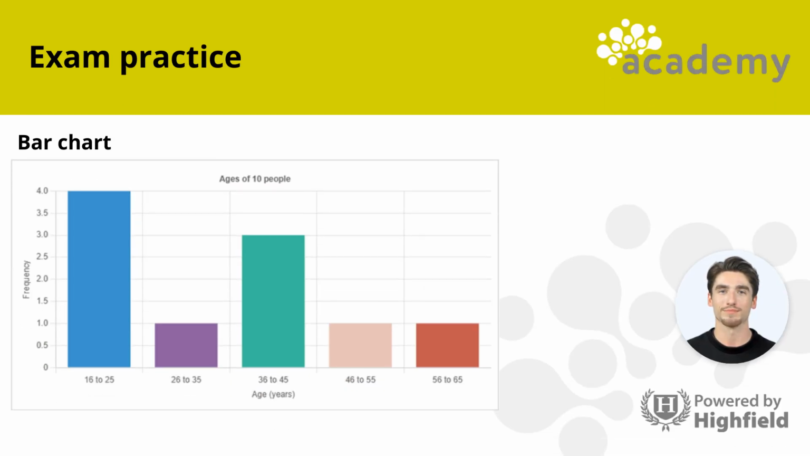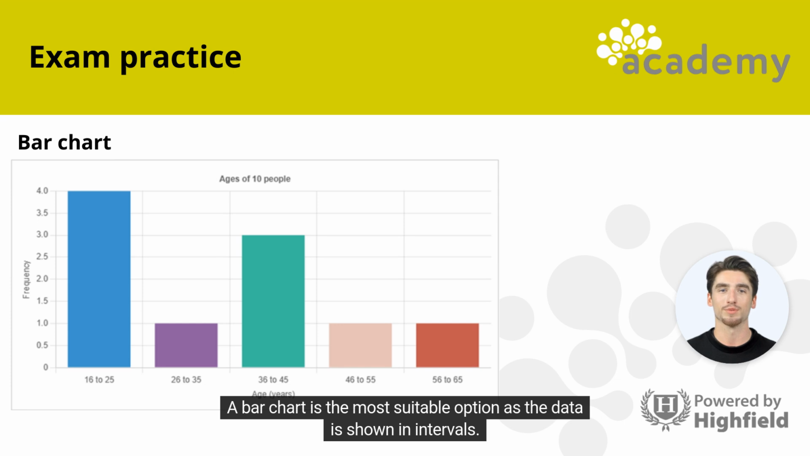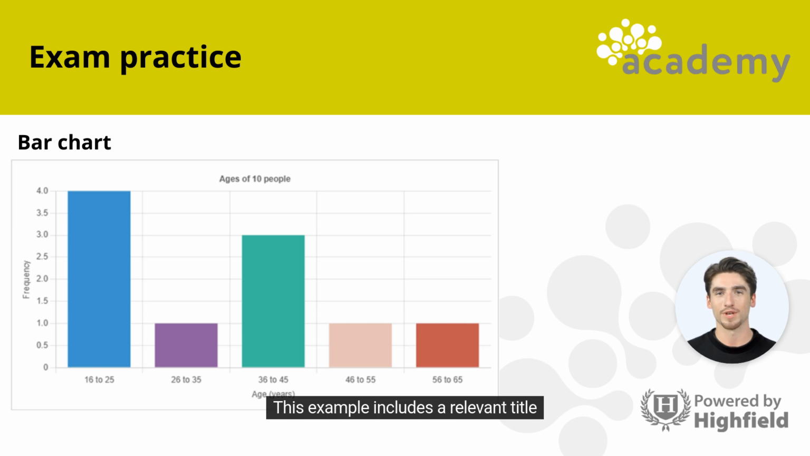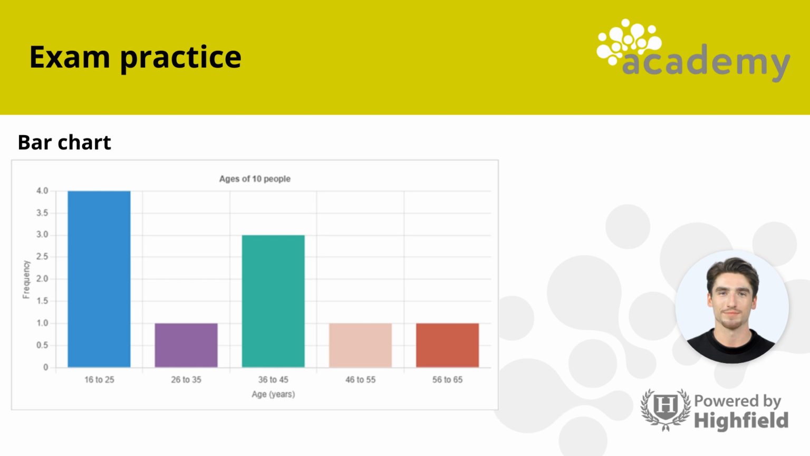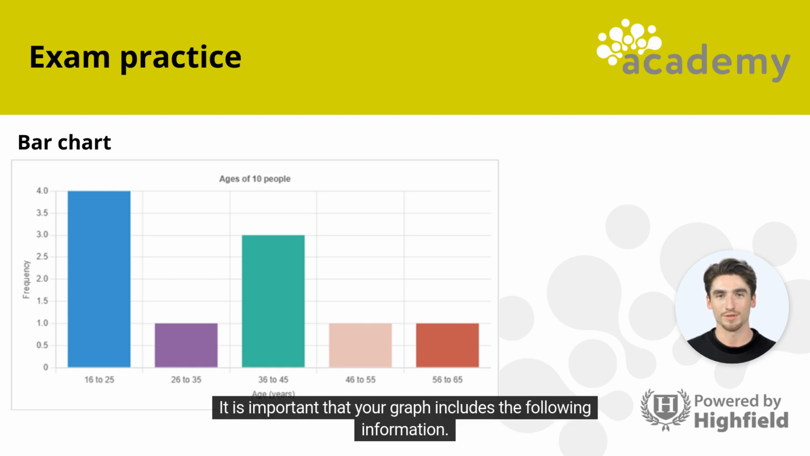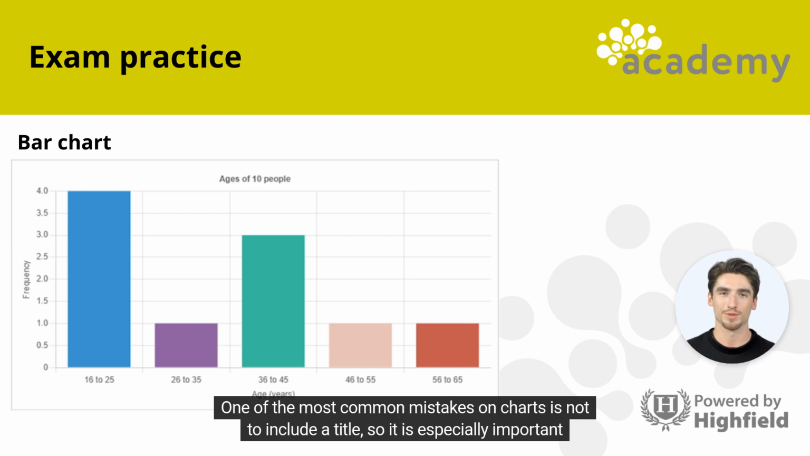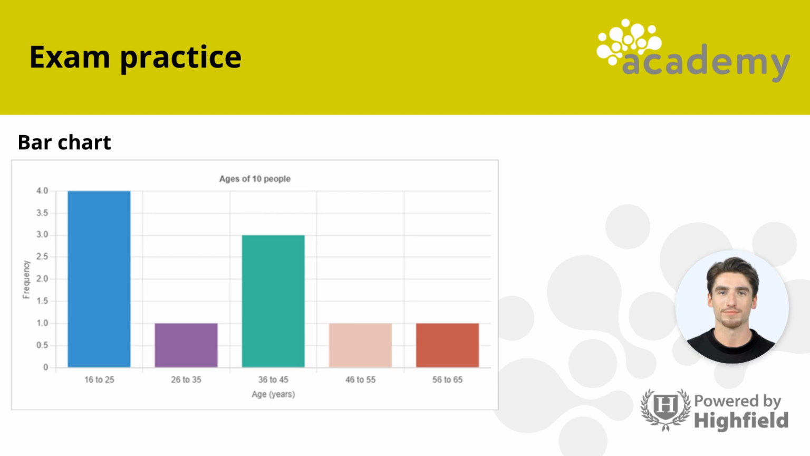Let's check the answer. A bar chart is the most suitable option as the data is shown in intervals. This example includes a relevant title, as well as correct labels for each axis. The information has been plotted accurately. It is important that your graph includes the following information: a title, clear labels on both x and y axis, a consistent scale, and accurately plotted data. One of the most common mistakes on charts is not to include a title, so it is especially important to remember this.